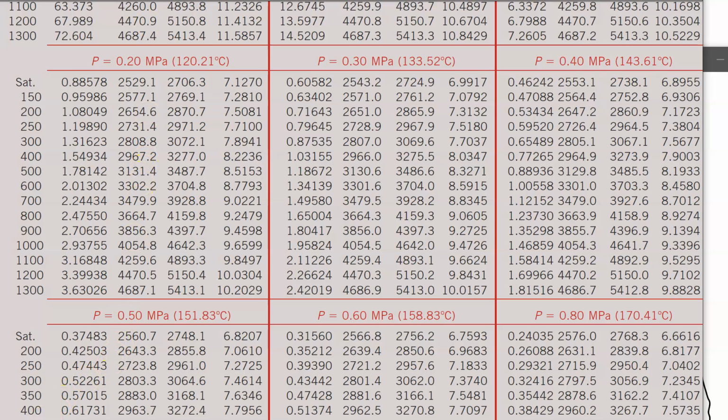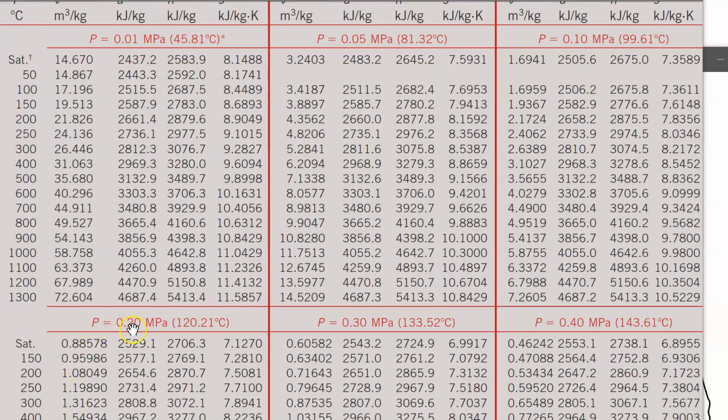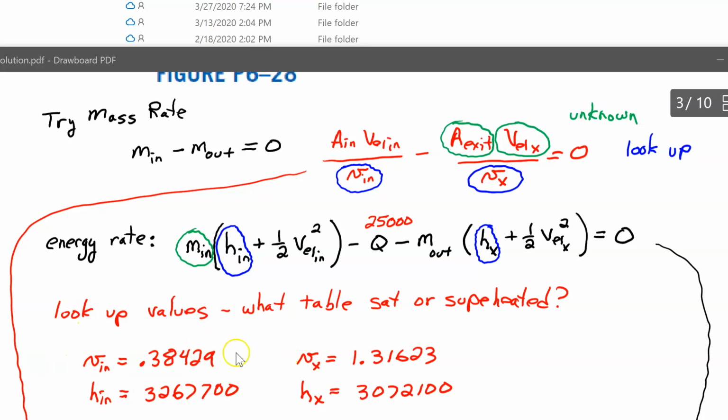Give it some thought, see if you can find the values. The exit condition is 200 kPa, so that's 0.2 megapascals, and the temperature is 300 centigrade. So we're at this point here. Here's your volume, 1.316, and the H that we're looking for is 3072. Again, watch out for the units. So those are your table lookup values. Now I've got the table lookup values here, and all I'm going to do is try to solve it.